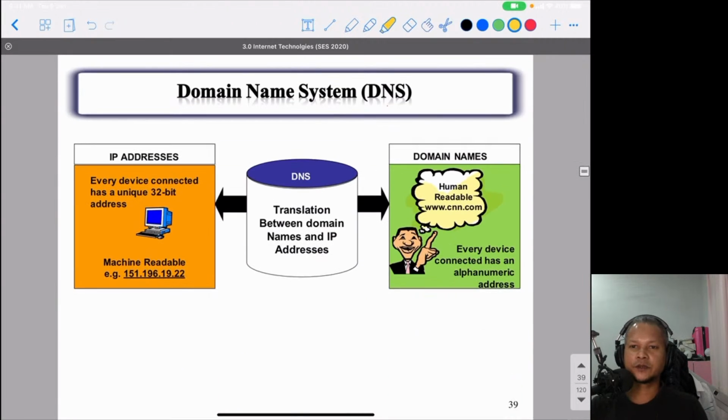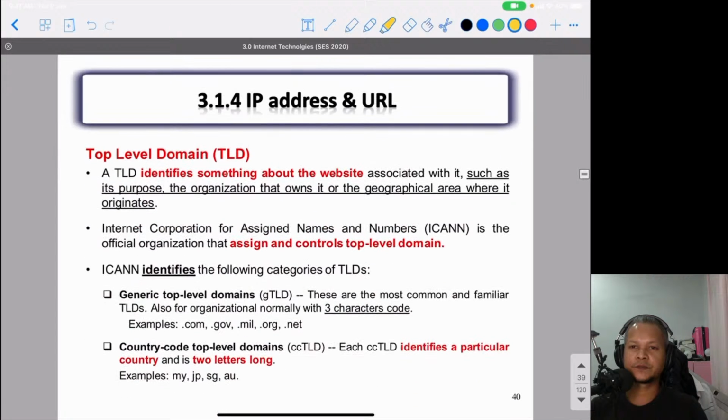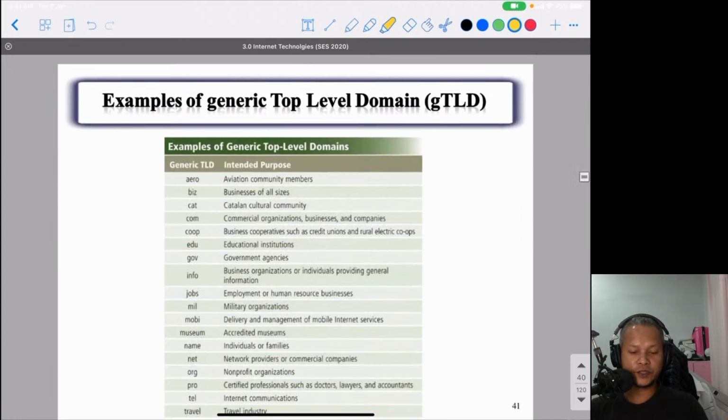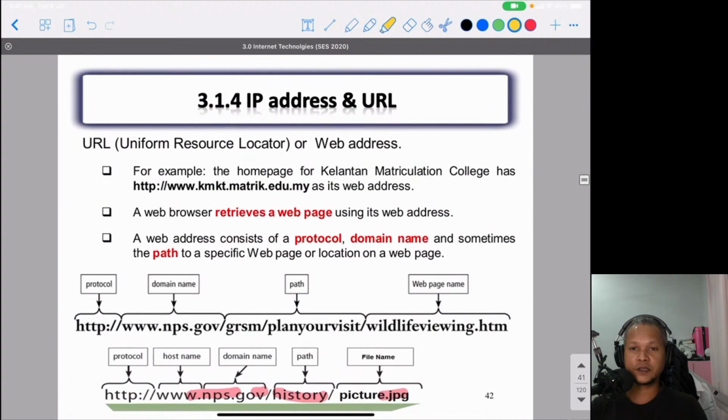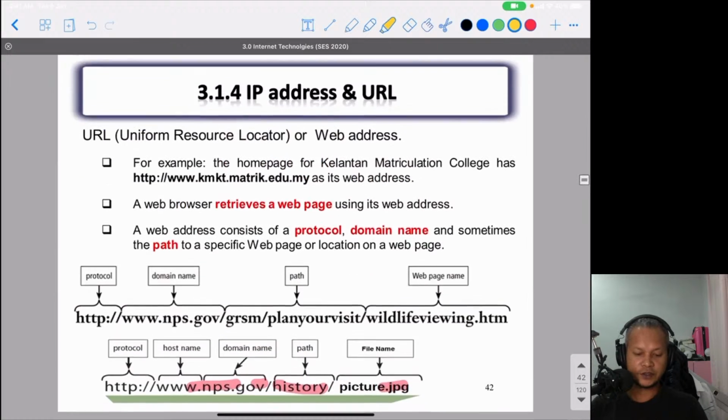This is how the working of a DNS, IP address, and the top level domain, TLD, works. Very important. Top level domain, so there is .com, .edu, .my. You need to identify what is the TLD for one URL given by the questions. You need to refer to your note.